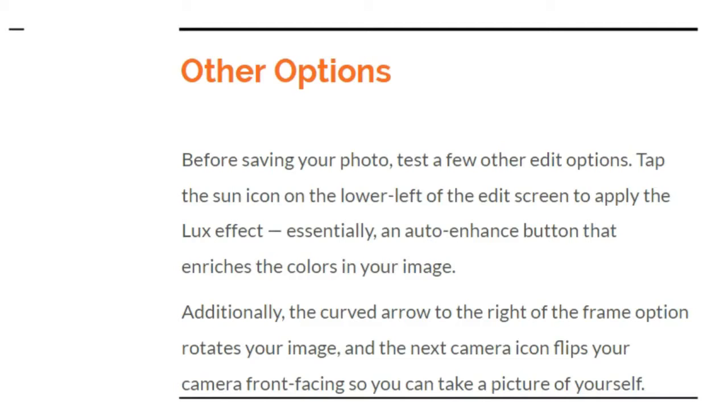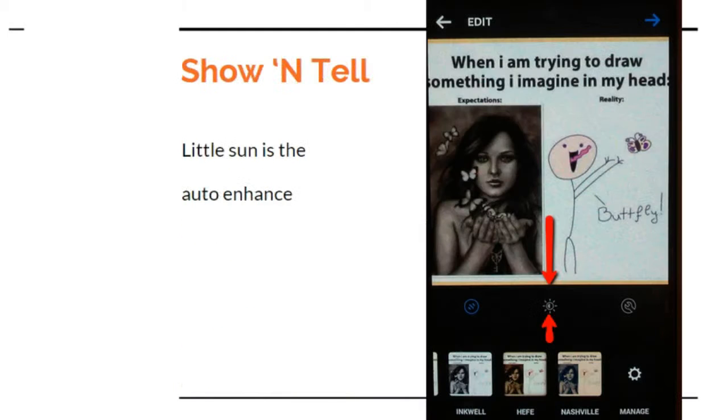I always make sure that I do the auto enhance. Additionally, there will be a curved arrow to the right of the frame option that will rotate your image. And the next camera icon flips your camera front facing so that you can take a picture of yourself. There is that little sun image, okay?